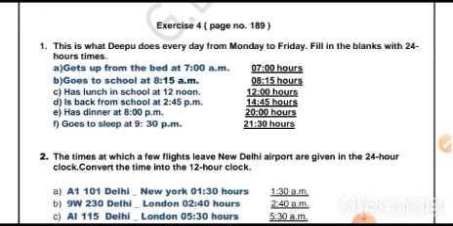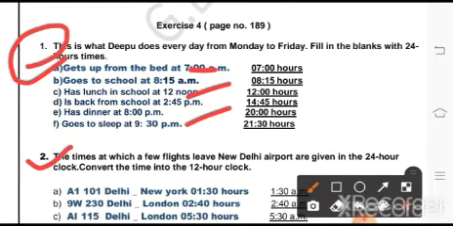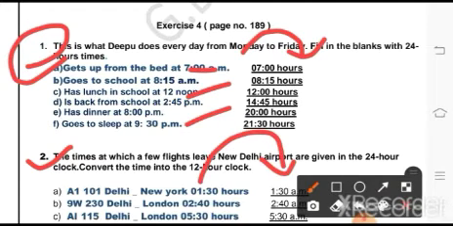Question number 2: the times at which a few flights leave New Delhi airport are given in 24-hour clock. Convert the time into 12-hour clock. Here we have been given question 2 just reverse of question 1. Here the time was given in 12-hour clock and we converted it to 24-hour clock. Here the time has been given in 24-hour clock and we have to convert it into 12-hour clock.